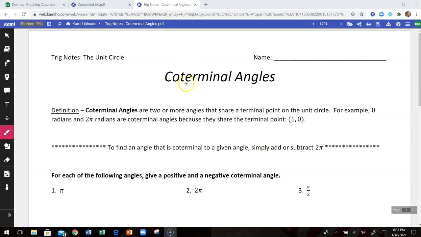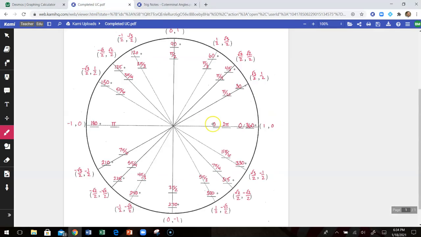Okay, this video discusses a concept called coterminal angles. The definition of a coterminal angle is that they are two or more angles that share a terminal point on the unit circle. For example, the angle 0 radians and 2 pi radians, two different angles, are coterminal because they share the terminal point (1, 0).